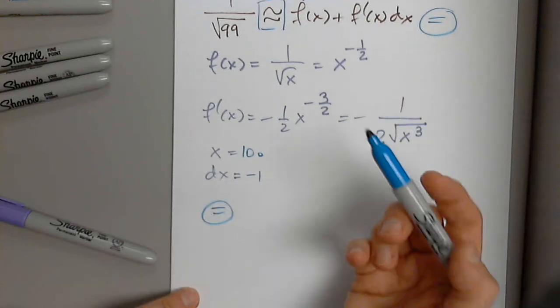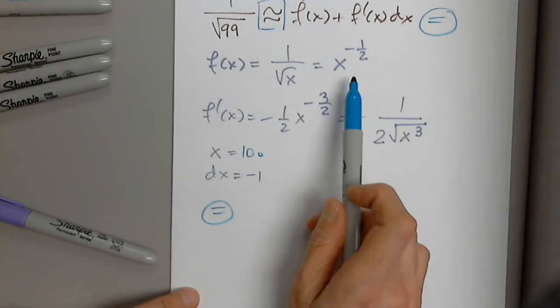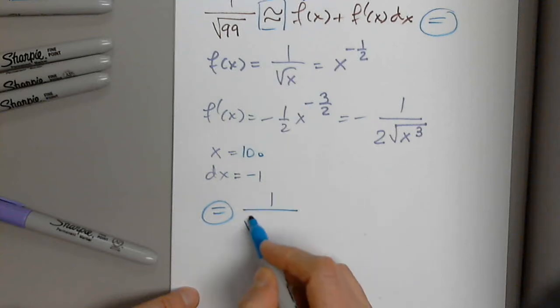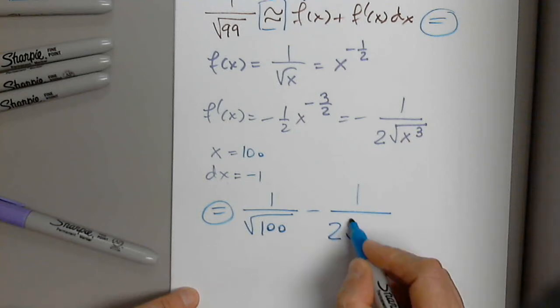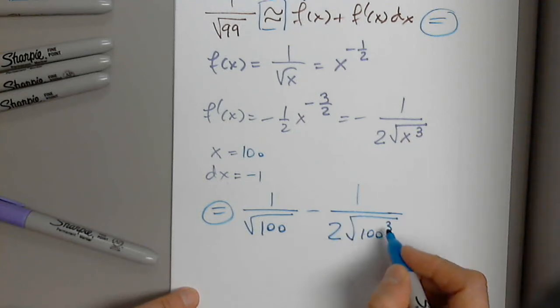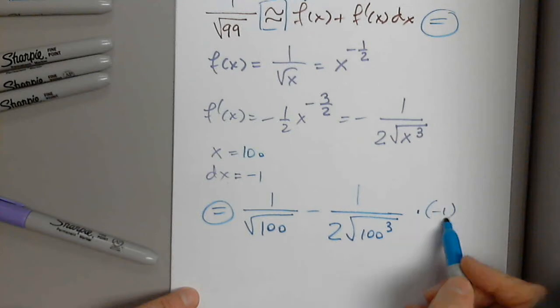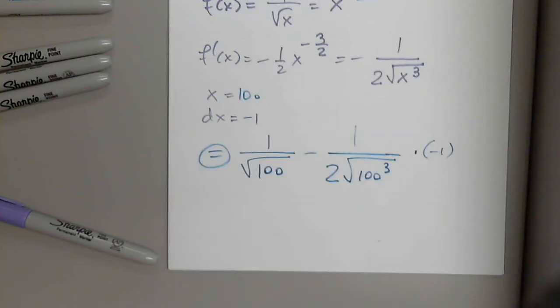So equals f of x. So this is 1 over the square root of 100, then minus 1 over 2 times the square root of 100 cubed, and times negative 1. It's basically done, but I will have to simplify it. But now let's see if we have any questions before we simplify this. Is this okay? Yes? Okay, so the first one is 1 over 10.